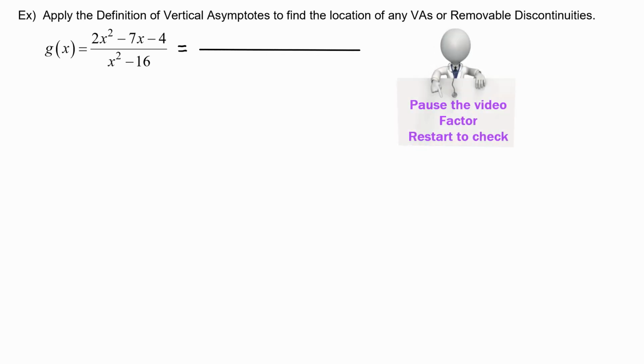So pause the video, factor the numerator and denominator, then restart the video when you're ready to check your factoring.